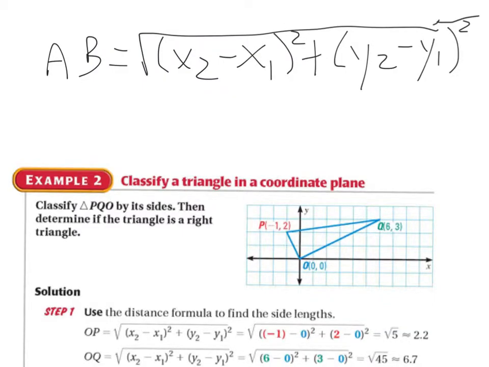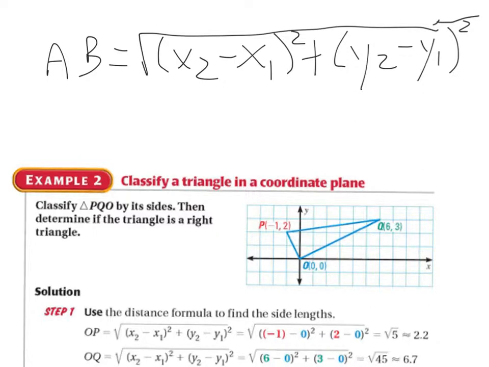Okay, so for example 2 here, we are classifying a triangle that's in the coordinate plane. So for this, we're going to end up needing our distance formula, which I wrote for us again up here. So that's AB equals the square root of x2 minus x1 squared plus y2 minus y1 squared.